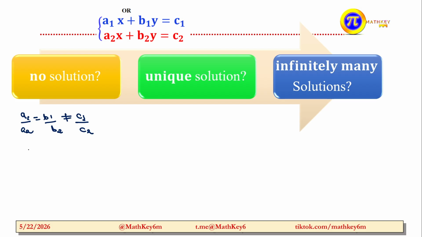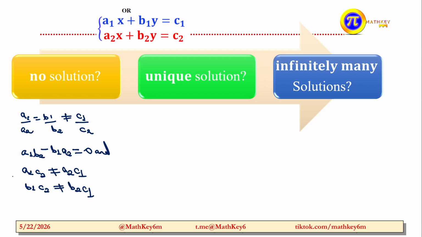Or instead, we can say that the determinant we computed, a1 times b2 minus b1 times a2, is equal to 0, and at the same time a1 c2 is different from a2 c1, and b1 c2 is different from b2 c1. It must satisfy this. If that is so, we can say that the system of linear equations has no solution. In both cases, you get the same result.